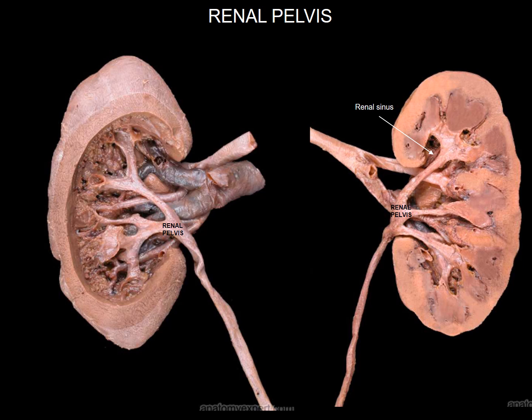The hilum divides the pelvis into intrarenal and extrarenal parts. The anterior surface of the renal pelvis is covered with renal blood vessels, and its posterior surface is free. The renal pelvis is continued with the ureter.